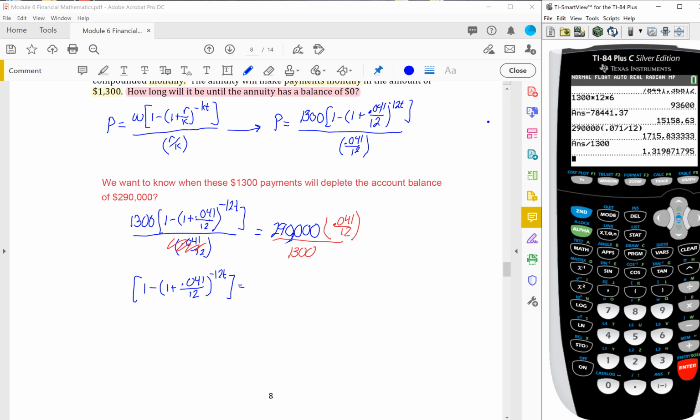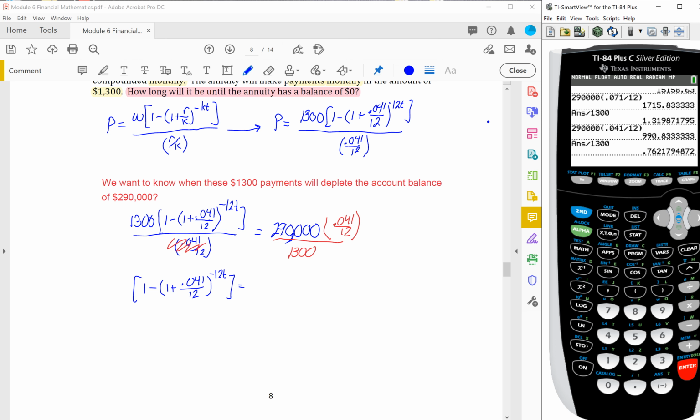I think I might have made a mistake here. Let me double check this. Oh, I put in 0.071. I should have typed in 0.041 right here. Let me try this again. I have the 290,000 times 0.041 divided by 12. And then we'll divide that by the 1300. Okay, this looks right. This is what I had in my notes.